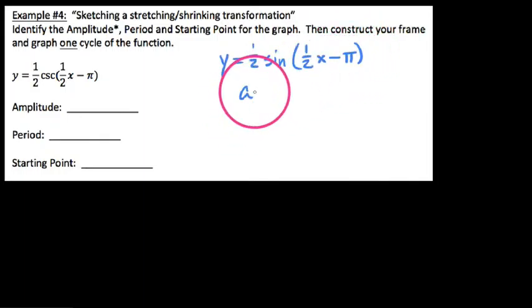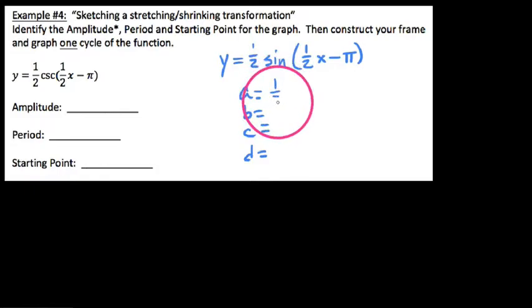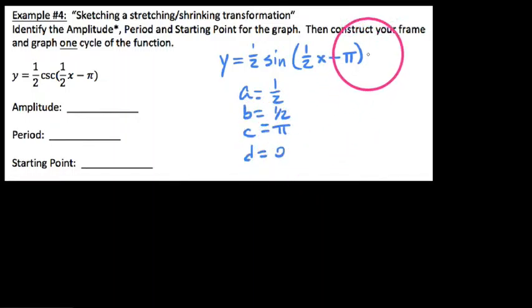We're going to go ahead and record the values of a, b, c, and d within our function, and then go ahead and construct our frame. So our a value here is a half. We have a b value also of a half. I'm going to try to squeeze that in there. Our c value, now remember c is backwards, so we have a positive pi, and our d value, it doesn't seem that we have a d value. I'll even explicitly fill this in here.